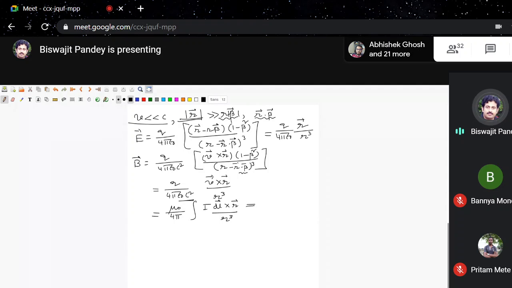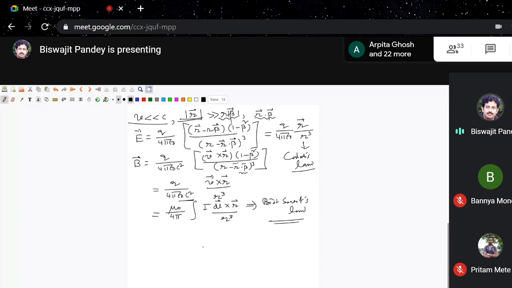So this is nothing but Biot-Savart's law, and this is nothing but Coulomb's law. So what we have derived is the general expression for electric field and magnetic field, from which you can obtain the static case, or Coulomb's law and Biot-Savart law. Everything can be derived from those things.